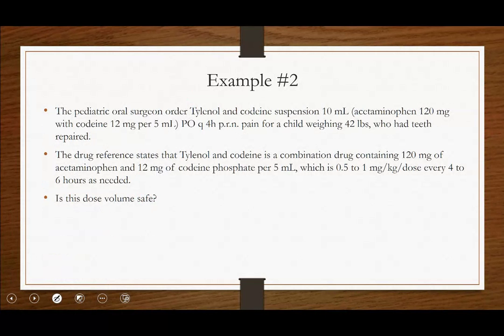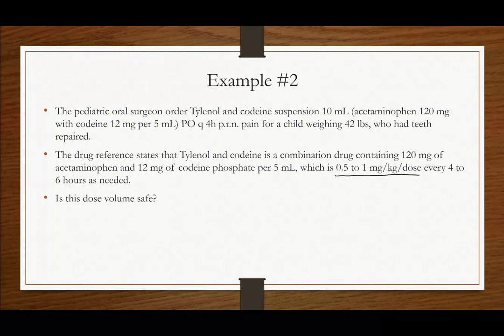Example number 2. The pediatric oral surgeon orders Tylenol and codeine suspension 10 milliliters, which includes acetaminophen 120 milligrams with codeine 12 milligrams per 5 milliliters, administered every 4 hours as needed for pain for a child weighing 42 pounds who's just had their teeth repaired. The drug reference states that Tylenol and codeine is a combination drug. And in this case, the safe recommendation is 0.5 to 1 milligrams per kilogram per dose every 4 to 6 hours as needed. We're asked, is the dose volume safe?